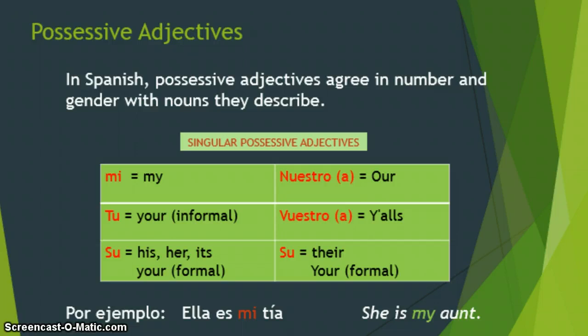Unos ejemplos. Ella es mi tía. This would be the Spanish form for she is my aunt. Notice that I'm talking about one aunt, so my adjective is singular, mi tía.